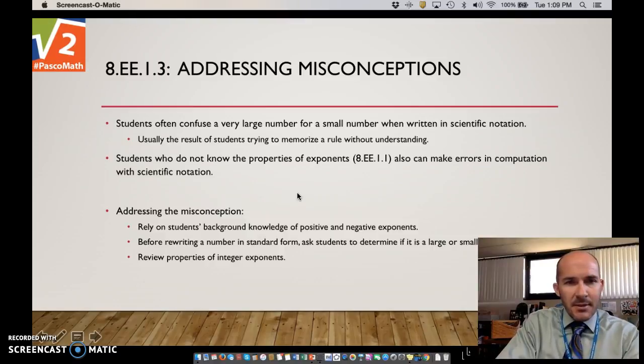So addressing the misconception, we need to rely on students' background knowledge of positive and negative exponents. Before rewriting the number in standard form, ask students to determine if it's relatively large or small number, and then review those properties of integer exponents.